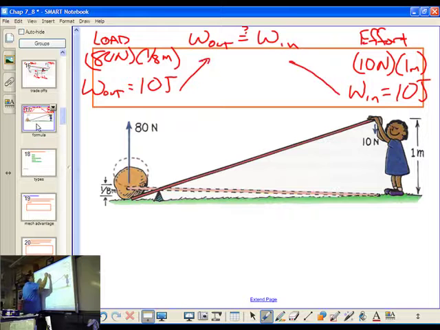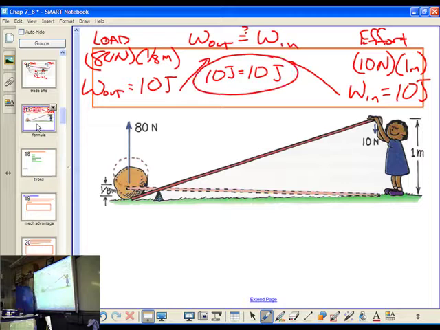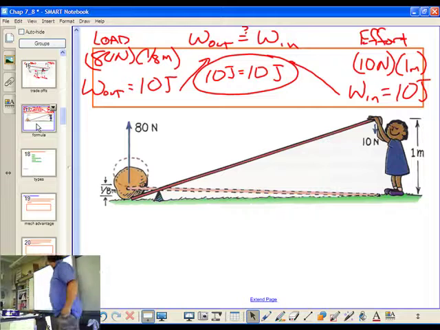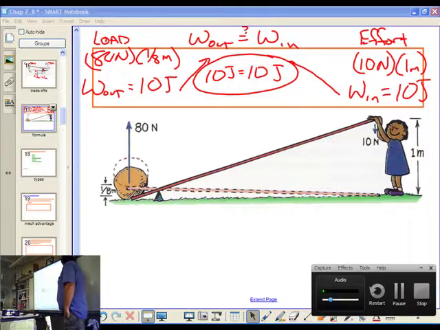So when I look at this, 10 joules equals 10 joules. They are equal. This is how all simple machines work. She used a small force for a large distance, and got out a large force for a small distance, but the energy is always the same. Energy is always conserved. Anyone need more time for our diagram? We should be putting our diagram.